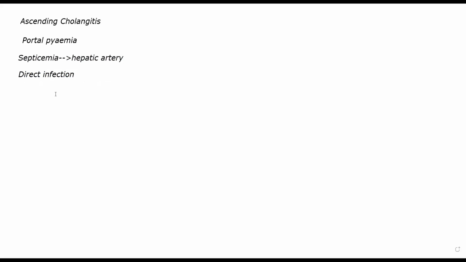In septicemia, sepsis happens first, and after that it enters the hepatic artery and causes a liver abscess. In direct infection, the infection starts with the liver. Okay, the infection or the problem will start with the liver. Then it can be iatrogenic infection or iatrogenic causes.